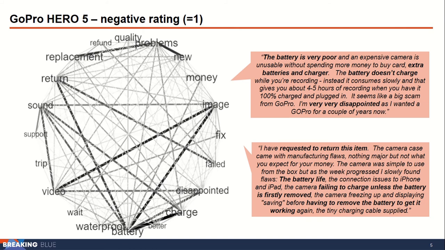The lines are thicker, the words are much bigger, and there are also fewer words, suggesting that a lot of dissatisfied customers are saying the same thing, and there are common issues driving a negative score, such as battery and problems with charging. Customers are unhappy with how long the battery takes to charge, and battery is strongly linked to return, where customers have had to return the camera as a result of its failures.